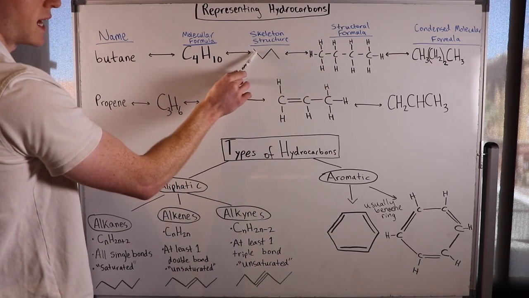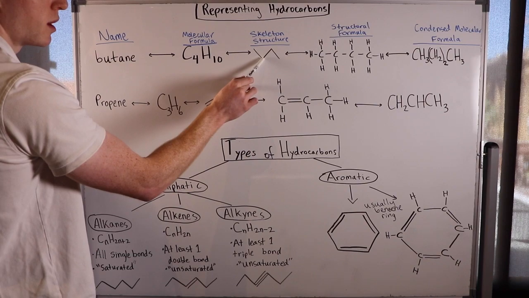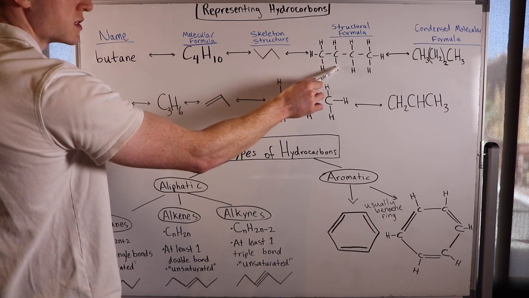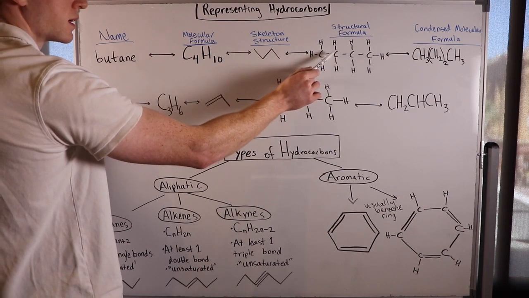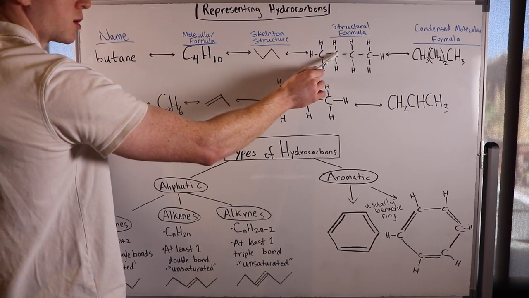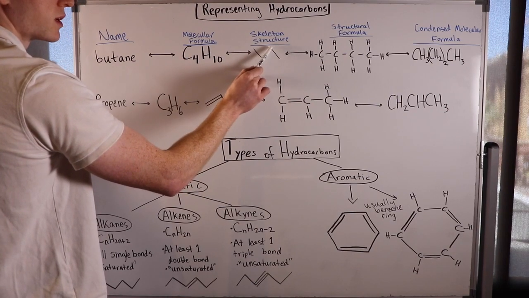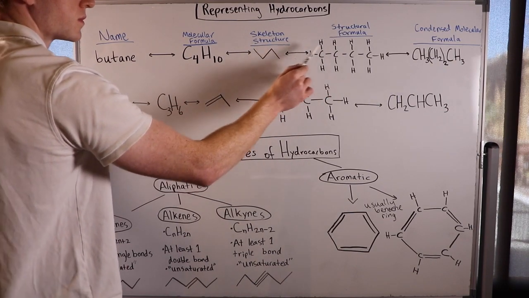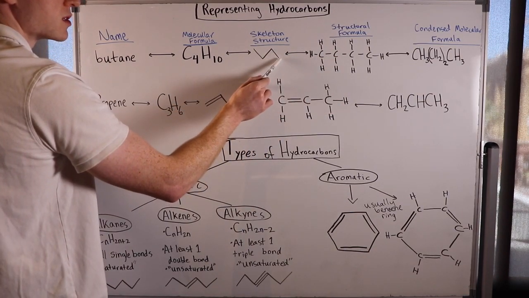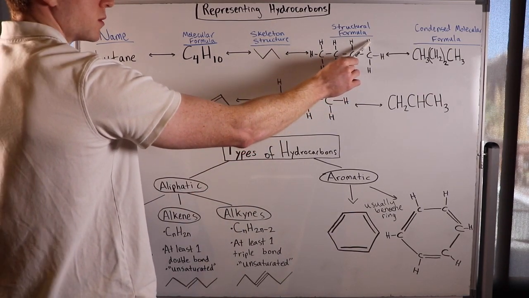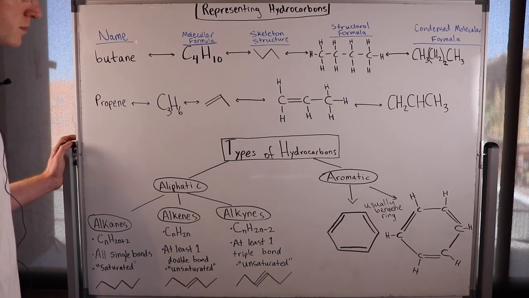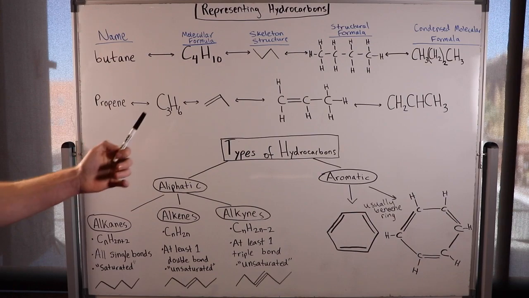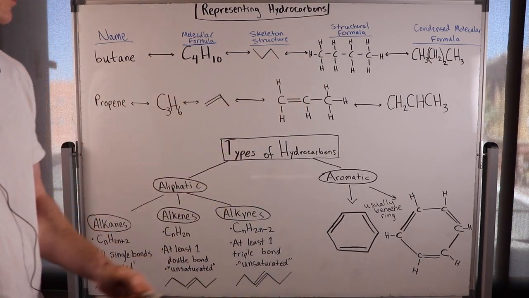You can see this line here is a carbon-carbon bond, and then this carbon can bond with 2 other hydrogens because its other 2 bonding areas were taken up by these 2 carbons. Then this next corner here is this carbon, and it can bond with 2 hydrogens. And then the final point here is this carbon, and it has room to bond with 3 other hydrogens. So you can see how the skeleton structure is sort of like a shorthand for the structural formula.